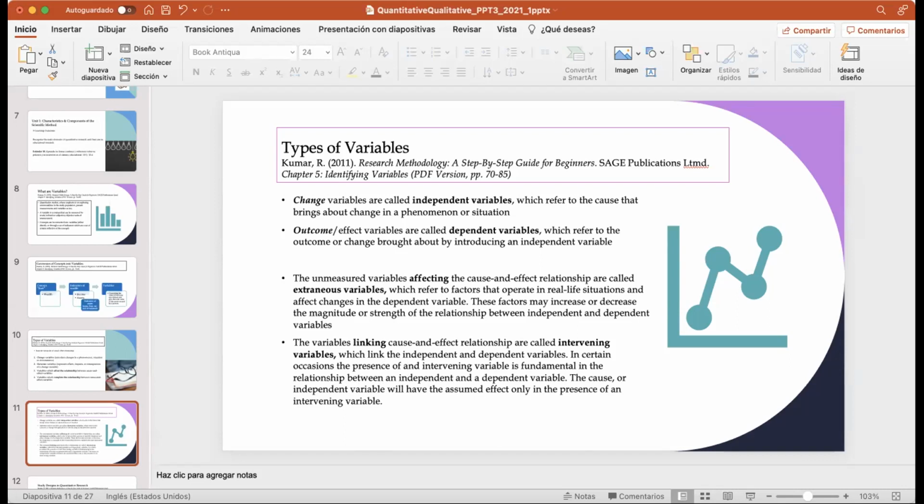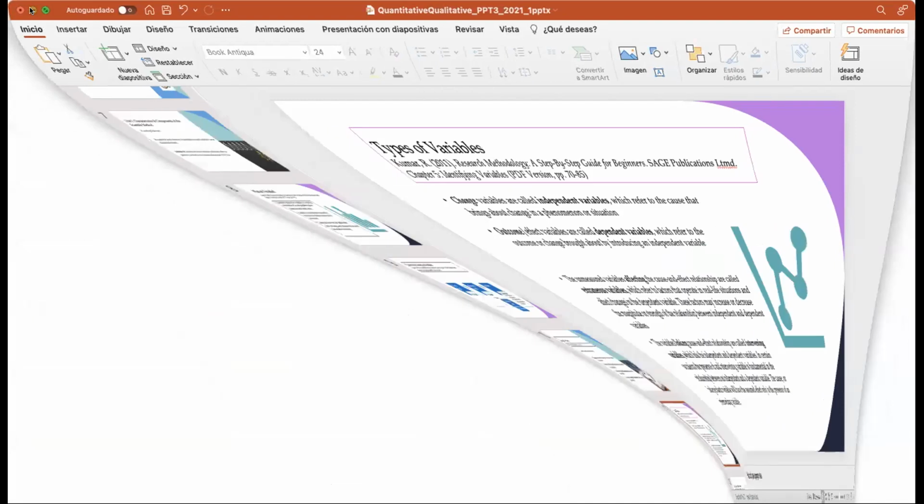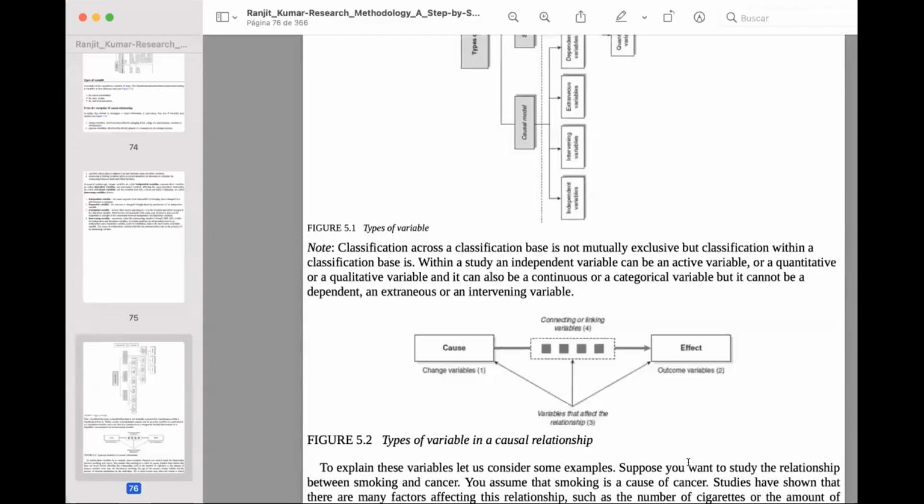He gives examples around topics like the age of the patient. So it's not only cause and effect. If I smoke, I have cancer, that is not a black or white situation. You have in the middle some other variables. And this is the example. Again, chapter 5, in case you're interested in reading more.